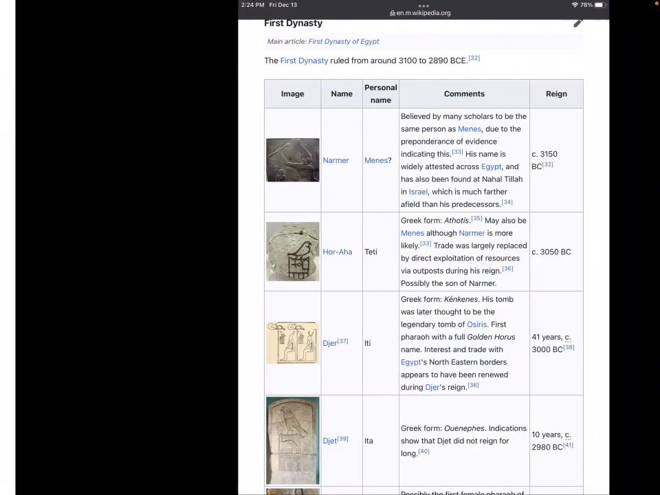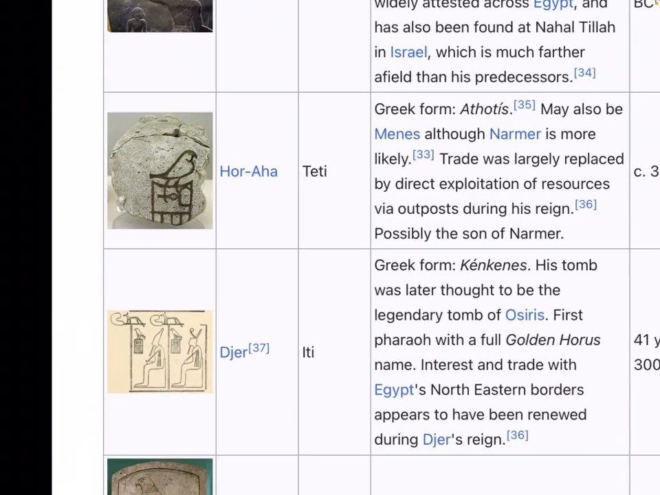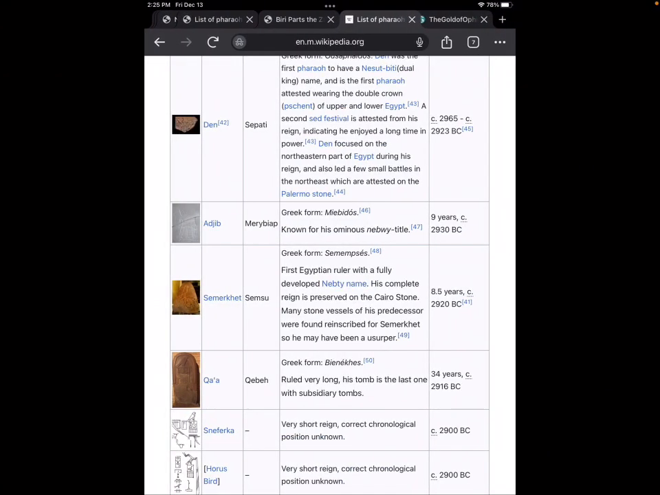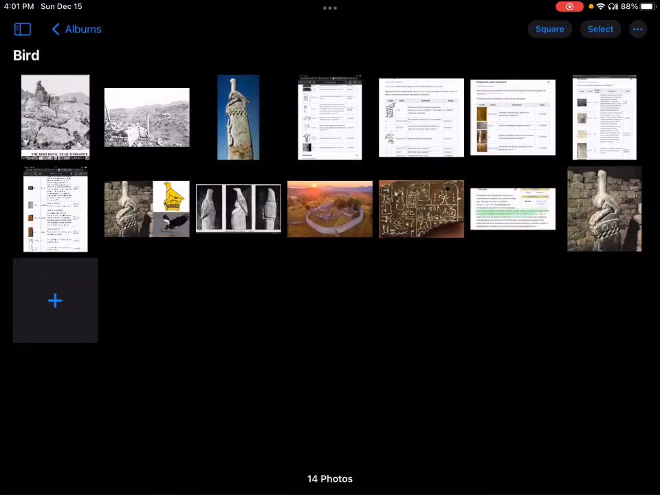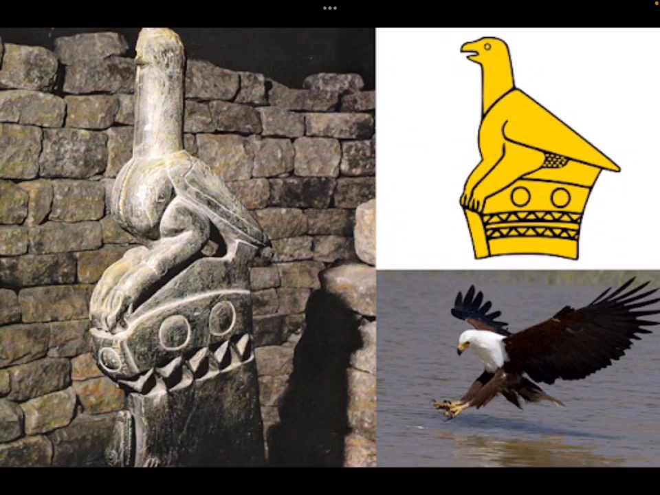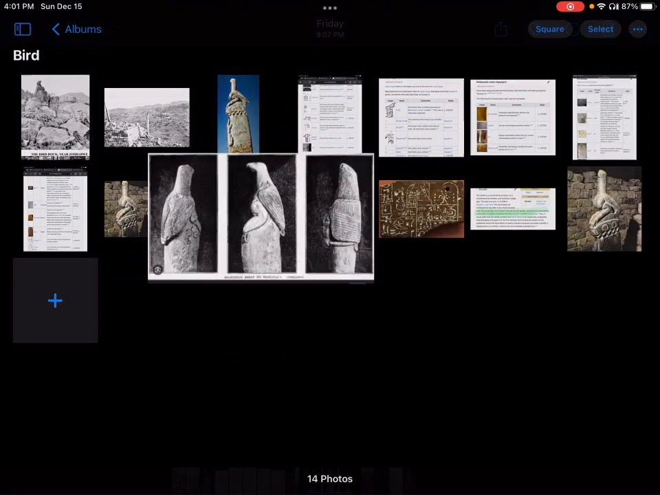Guys, this is 3000 BC. Isn't that like 5,000 years back? You can see the serekh. So you're catching my drift, the common theme about the serekh and how the Zimbabwe bird is actually a serekh. So now that I know this is a serekh, how do I associate who was the ruler or who is this serekh associated with, meaning a king?